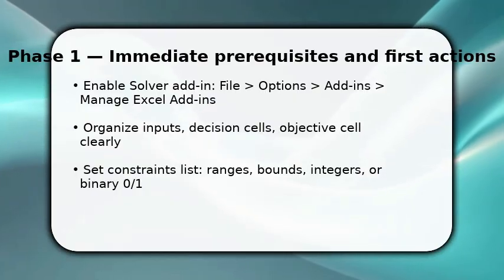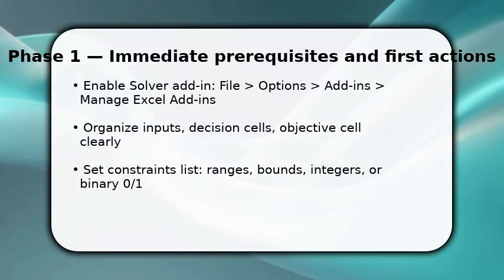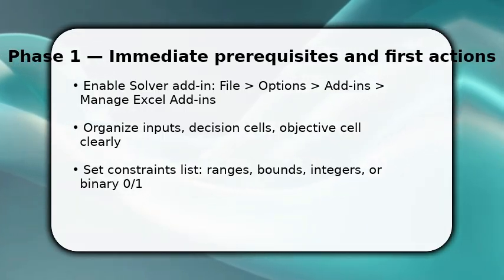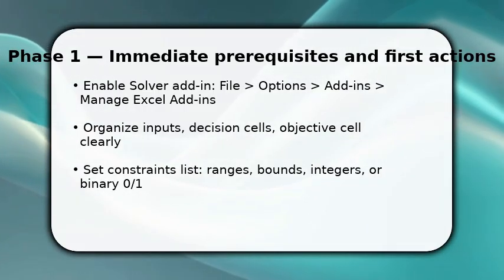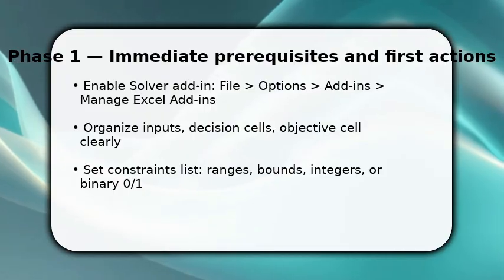You begin by enabling and arranging everything you need. Open Excel, turn on Solver via File, Options, Add-ins, and click Go to enable it. Next, structure your sheet, label inputs, put decision variables in contiguous cells, and set a single objective cell.